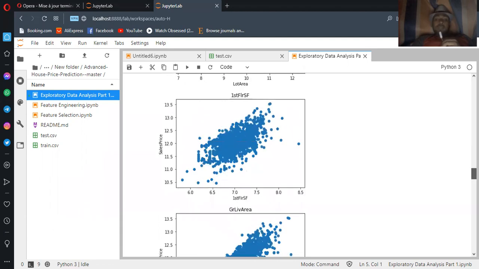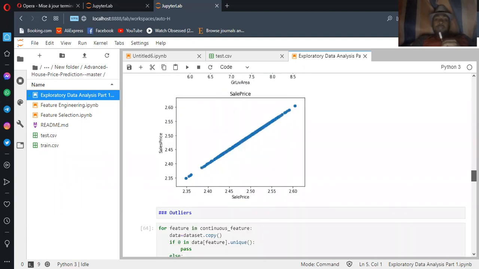So for one is the FCA, and also for the lot area and for sales price and the first price, we get a straight line because we have the same variables. Okay.